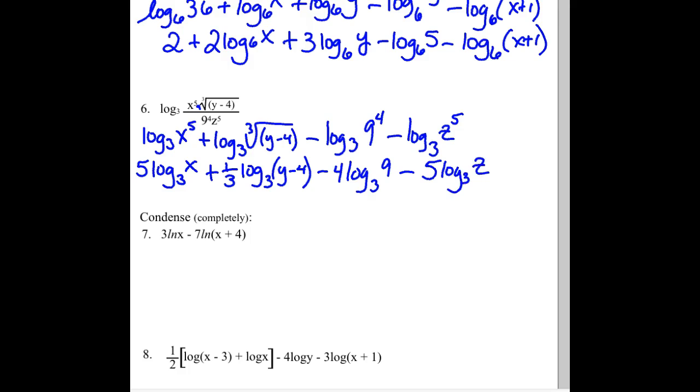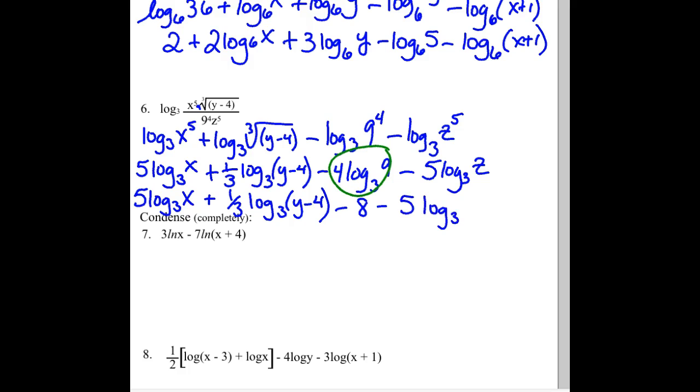And there is one more piece that we can simplify right here. Log base 3 of 9 is just 2, since 3 to the second power is 9. So this really becomes a negative 4 times 2. So final answer, 5 log base 3 of x plus 1/3 log base 3 of the quantity y minus 4. We said log base 3 of 9 is 2. 2 times negative 4 would be negative 8. And then our last piece, minus 5 log base 3 of z.